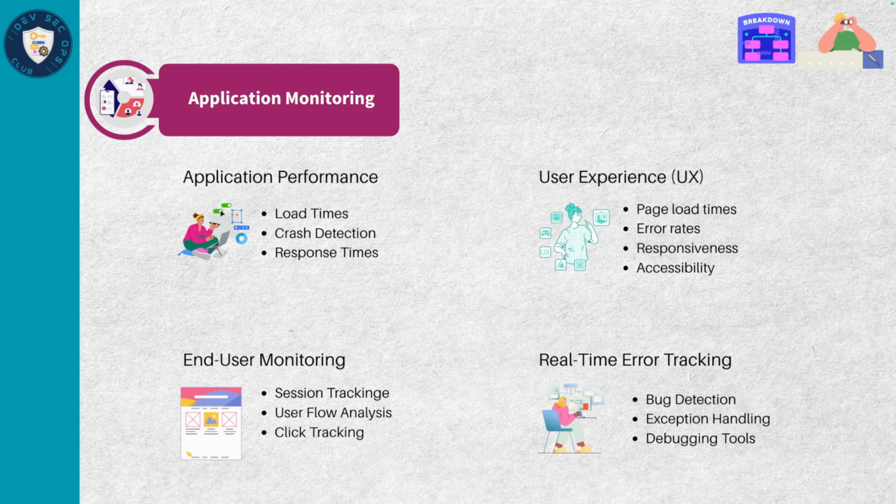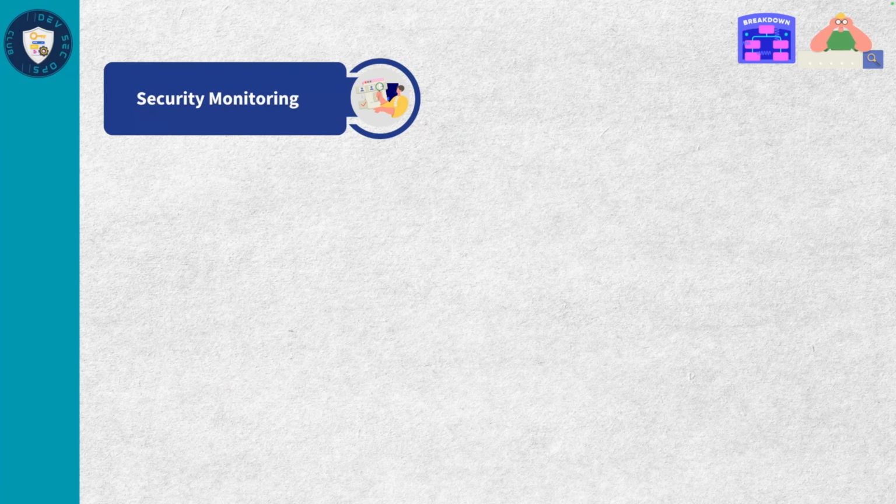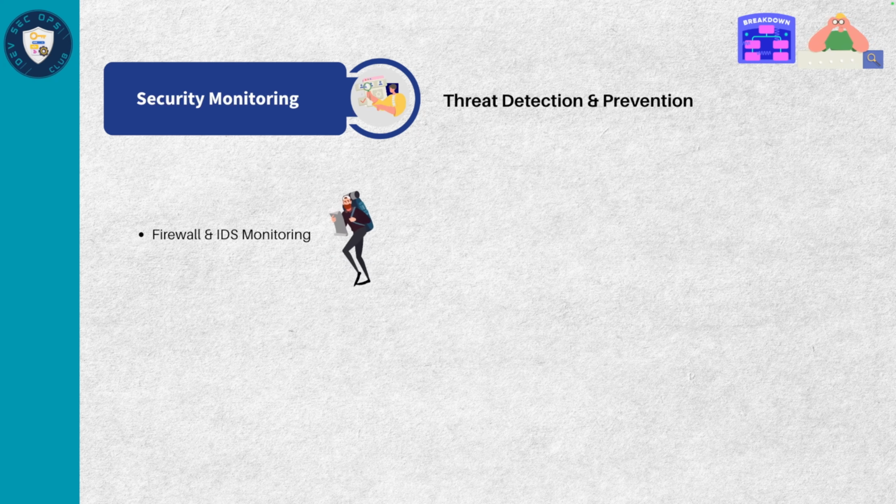Next up, security monitoring. Let's dive in. Security monitoring is critical for protecting systems, data, and users from cyber attacks. Let's break it down into key categories. First one is threat detection and prevention: identifying and stopping cyber threats before they cause harm. In this, we have firewall and IDS, intrusion detection system monitoring, where we track intrusion attempts and block malicious activities. So these tools help us track intrusion attempts and block malicious activity.